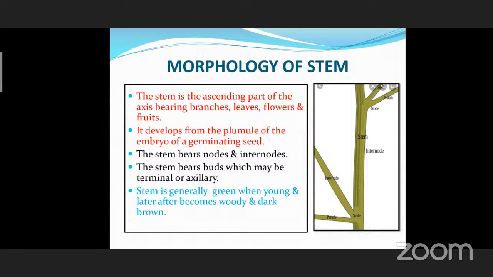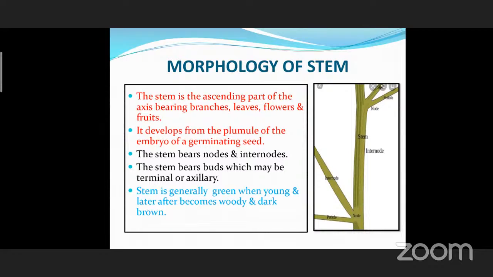This is the ascending part of the plant axis, when compared to the root, which is the descending part of the plant axis. The root is smaller in size when compared to the stem. Okay, what is the function of the stem?